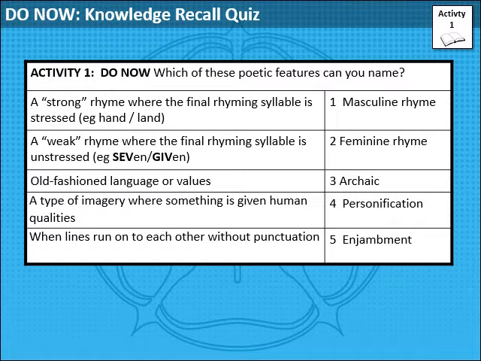Old-fashioned language or values is archaic. We've come across that term before. And you should know the last two. A type of imagery where something's given human qualities is personification. And when lines run onto each other without punctuation, that's called enjambment.